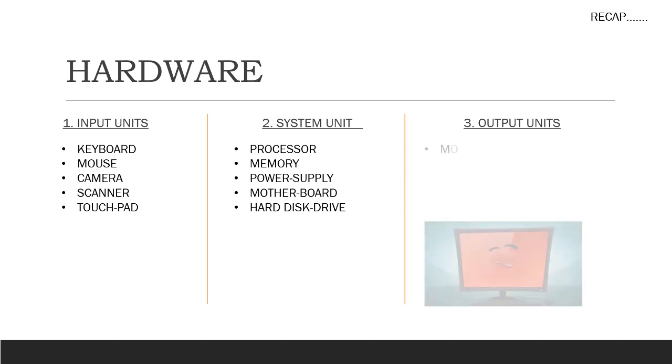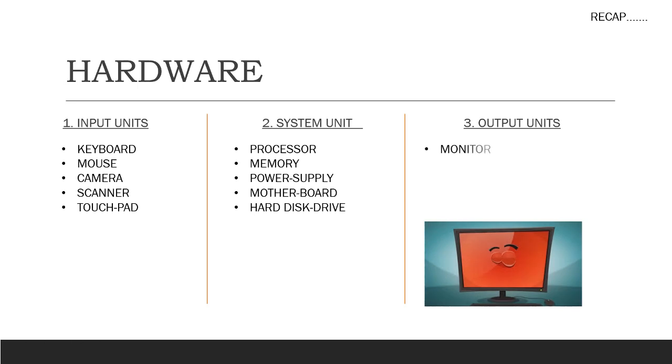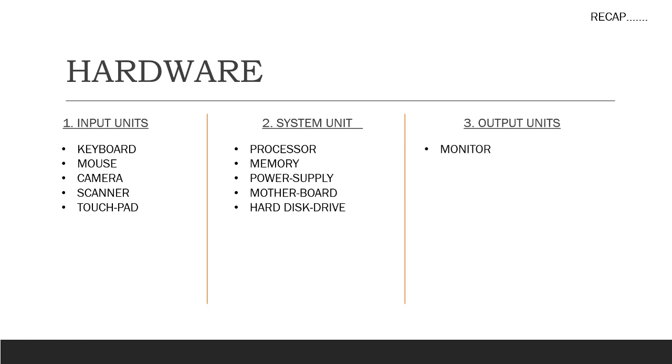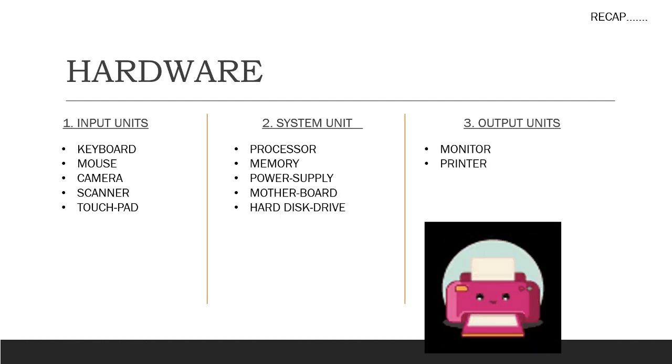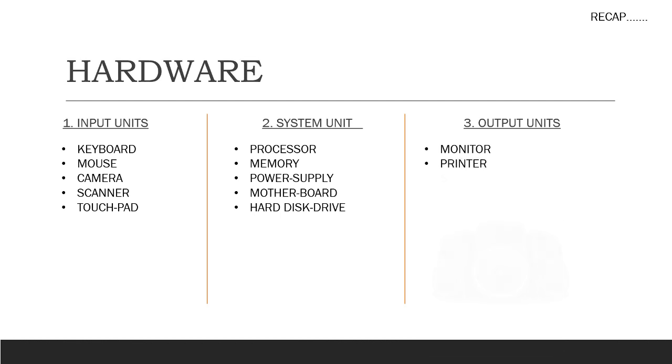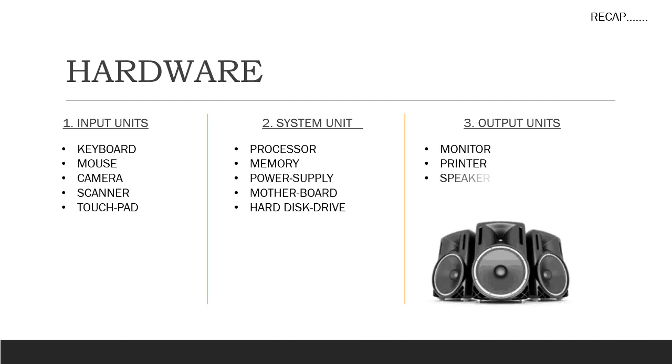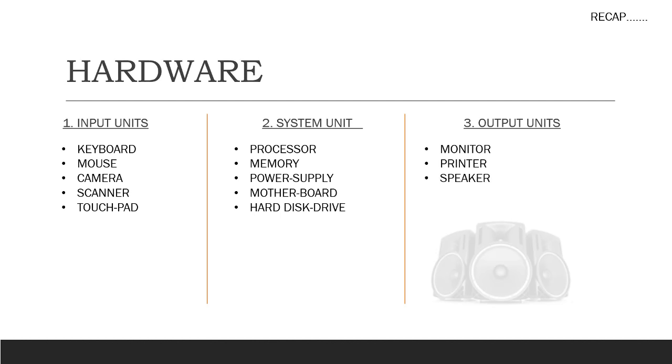Output units are used to display output. Monitor is an example. Printer, which gives printed outputs, is another example of an output device. Speakers, yes, audio is the output given by the speaker. So hardware is a combination of input unit, system unit and output units. I hope this much is clear to everyone.